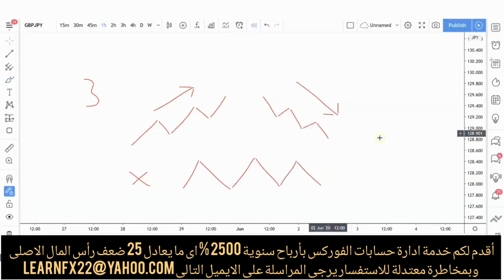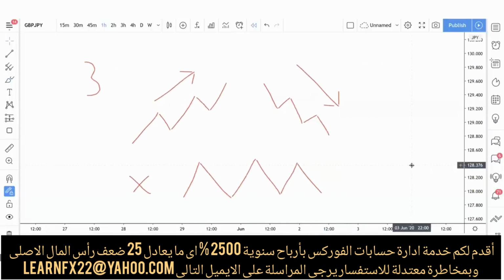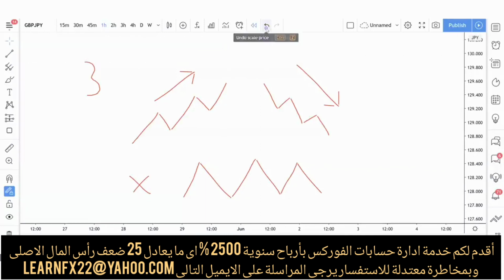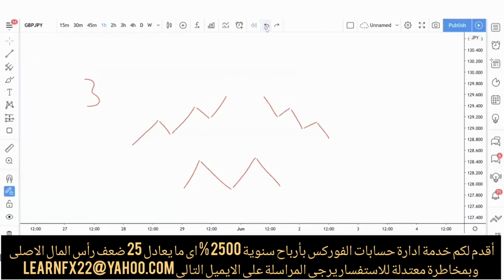Now, I don't have any secret formula to know when the market's going to trend, when the market's going to stop trending. But what I do know is that the probability of me making money when trading, when the trends are in play, is much higher than me trying to anticipate a reversal or trying to figure out what is the best time to take a breakout or take a trade at resistance or support or whatever you want to call it.